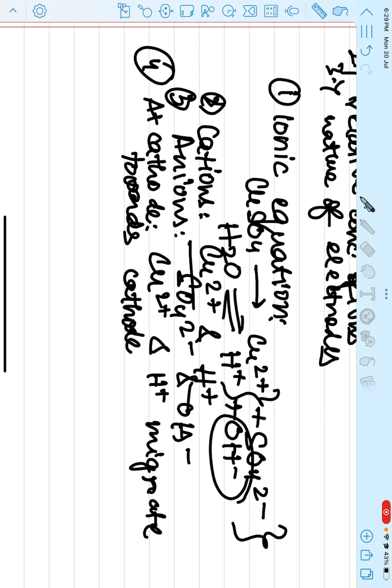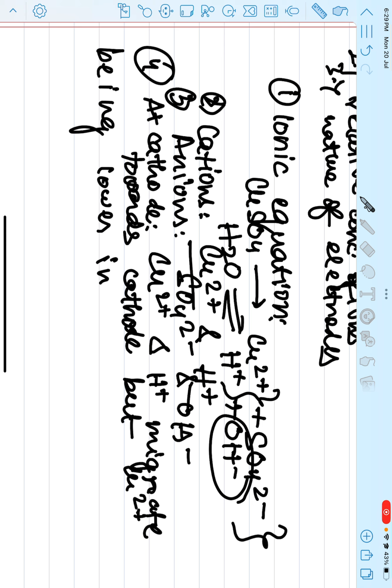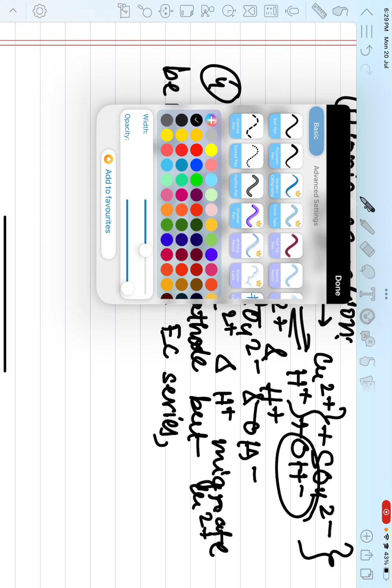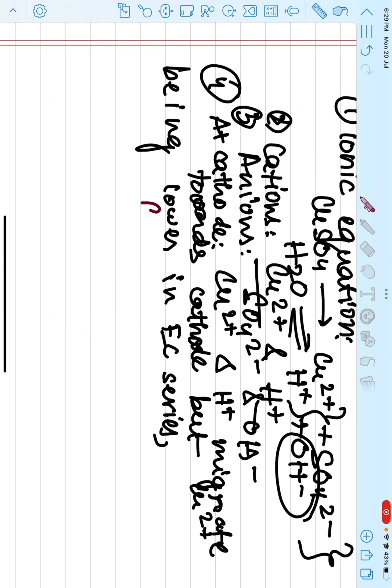But which of them is lower? Cu2 plus, being lower in the electrochemical series, will be discharged. Both will go, but Cu2 plus will be discharged. Okay, so what happens to Cu2 plus? Cu2 plus will actually gain 2 electrons and it will become Cu. Okay.